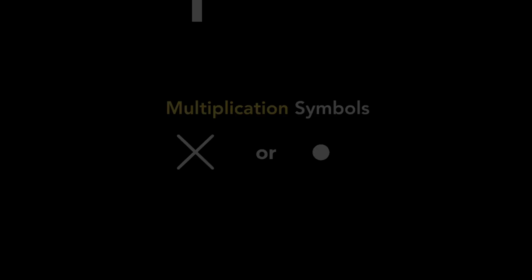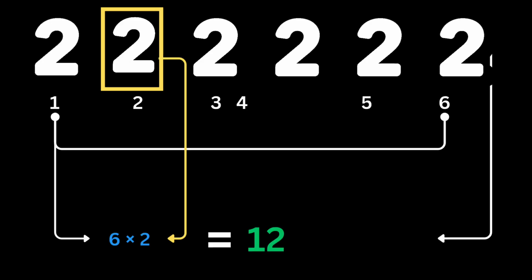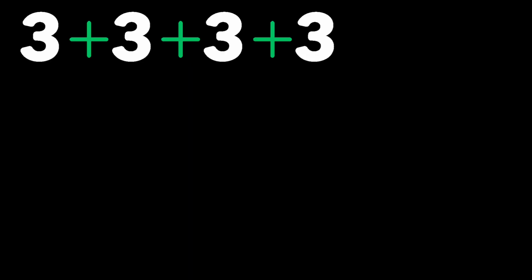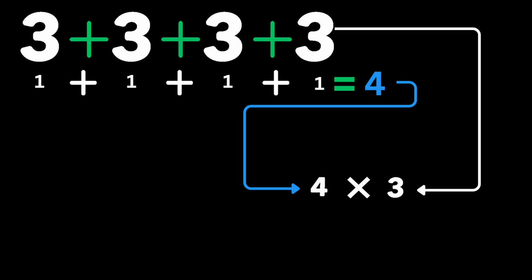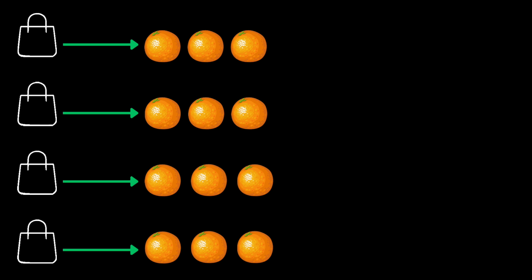Now, let's speed things up with multiplication, shown with the times sign or a dot. Multiplication is essentially repeated addition. Instead of saying 3 plus 3 plus 3 plus 3, we can say 4 times 3, which is 4 times 3 equals 12. It's a much faster way to add equal groups together. Think of it like this. If I have 4 bags, and each bag has 3 oranges, how many oranges do I have total? 4 groups of 3. That's multiplication. Keywords are product, times, multiplied by, groups of.